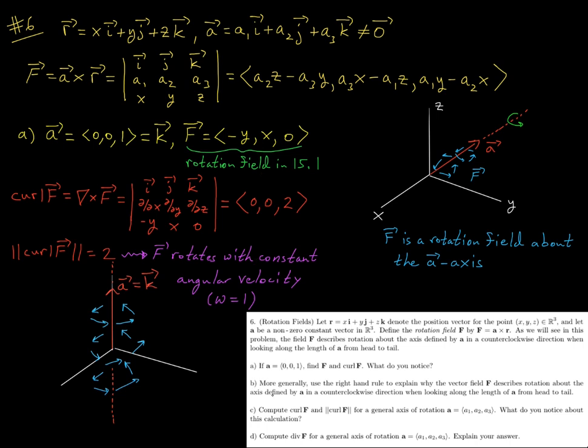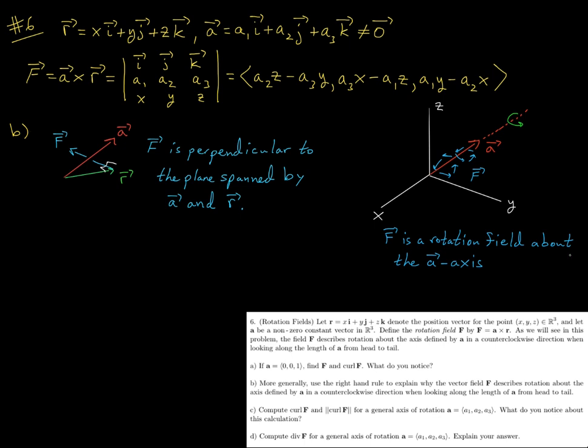Now what we want to look at is a more general axis. Pull up the next part. This is B. It says, more generally, use the right-hand rule to explain why the vector field F describes rotation about the axis defined by A in a counterclockwise direction when looking along the length of A from head to tail. So if I'm looking towards the origin, I'm going to see counterclockwise rotation for our vector field F.